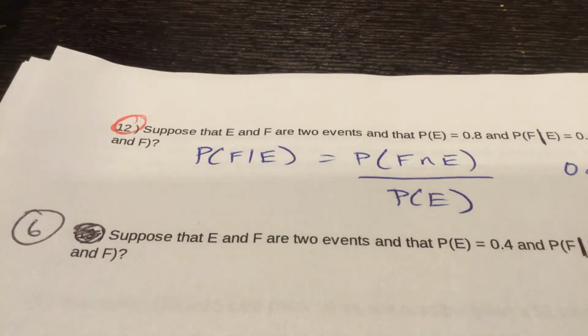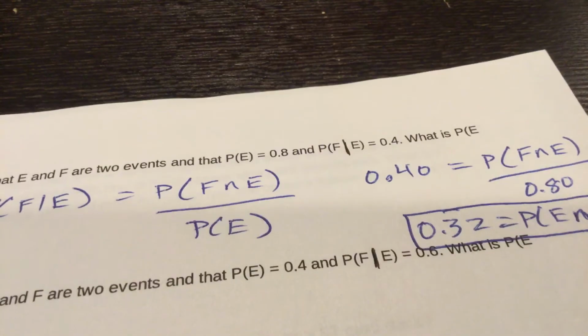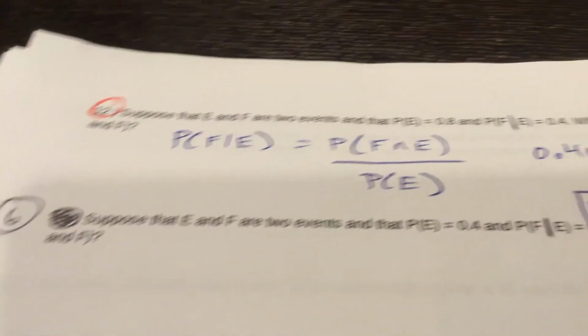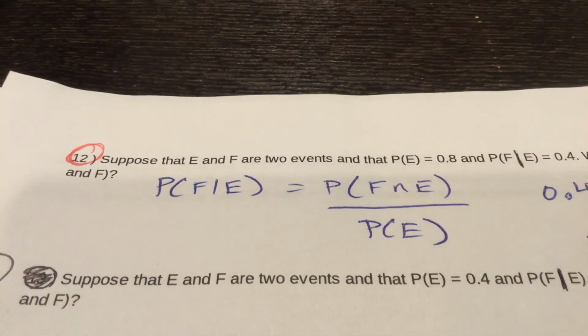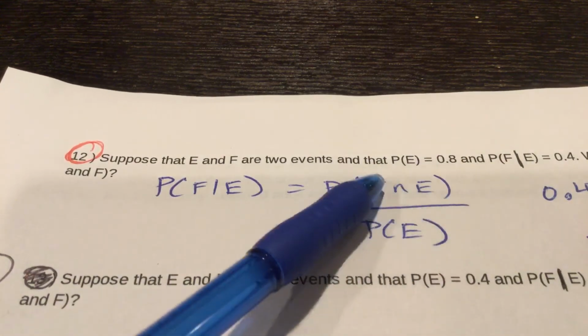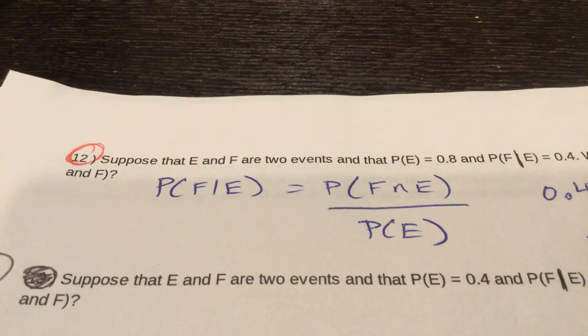I did number 12 because it looks like that's your number 6. So again, suppose E and F are two events, and the probability of E is 0.8, and the probability of F given E is 0.4. What is the probability of E and F? So what's the probability of the intersection? Again, that would be the formula. The probability of F given E is F and E's intersection divided by the probability of E.